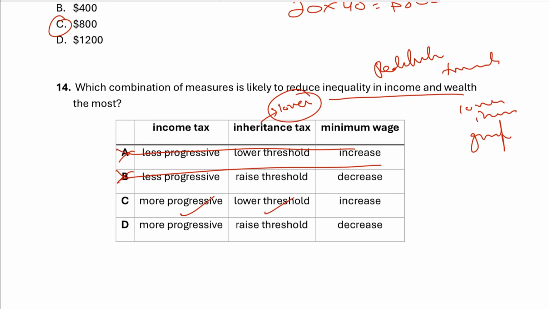And for the minimum wage, an increase in the minimum wage would raise the incomes for low-paid workers. So this is correct as well. That would make C for Charlie the correct answer. That would reduce inequality in income and wealth. This is a combination of policies.